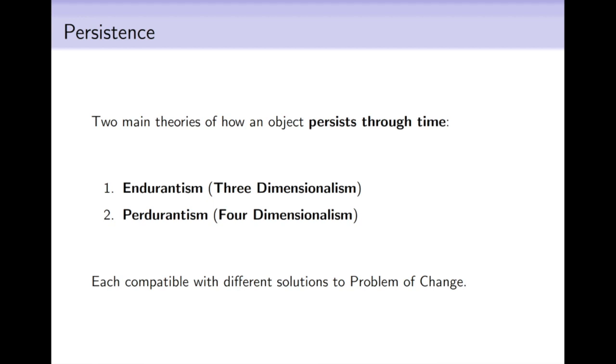The two main philosophical theories that try to make sense of that are known on the one hand as endurantism, sometimes called three-dimensionalism, two technical terms used to describe the same philosophical viewpoint. And on the other hand, perdurantism, or four-dimensionalism, which is a rival view of how objects persist through change. Each is going to give a different sort of solution to the problem of change, as we'll see.